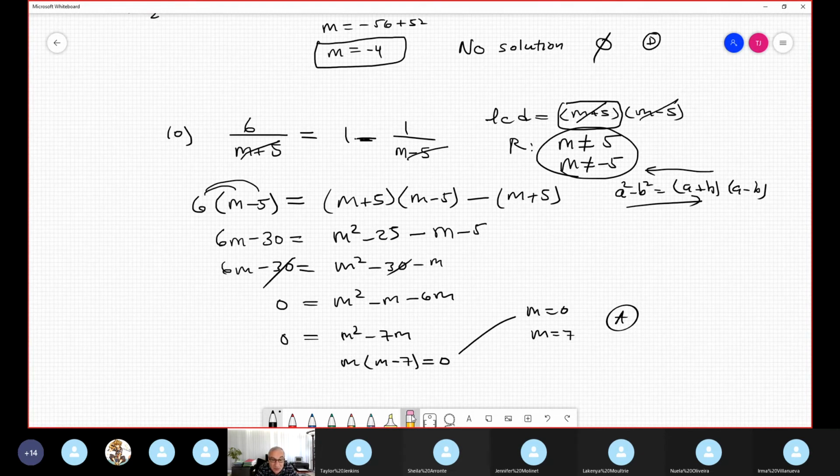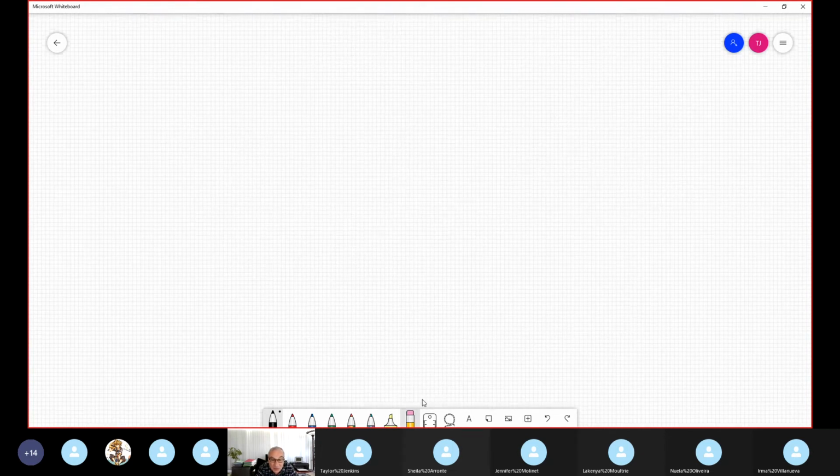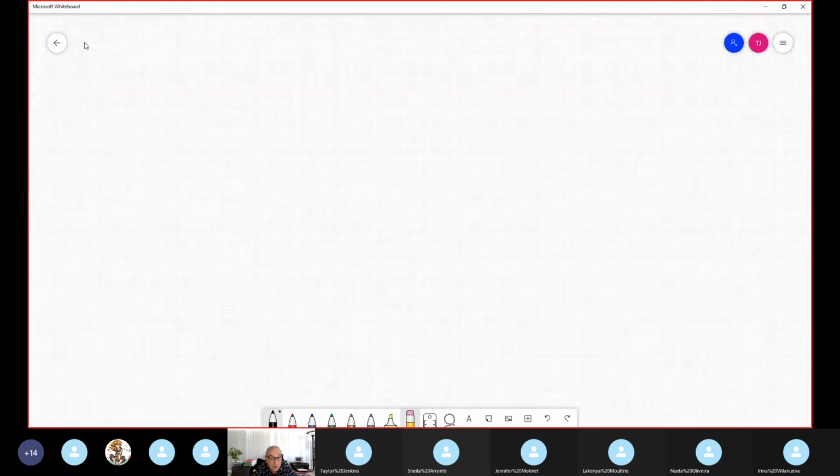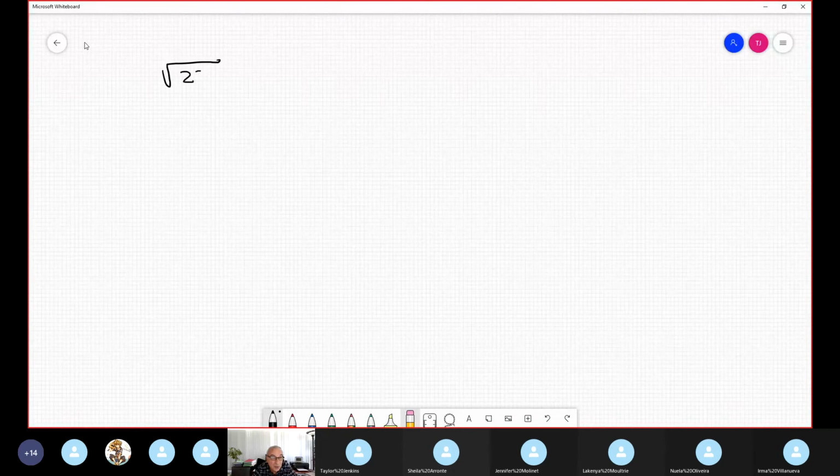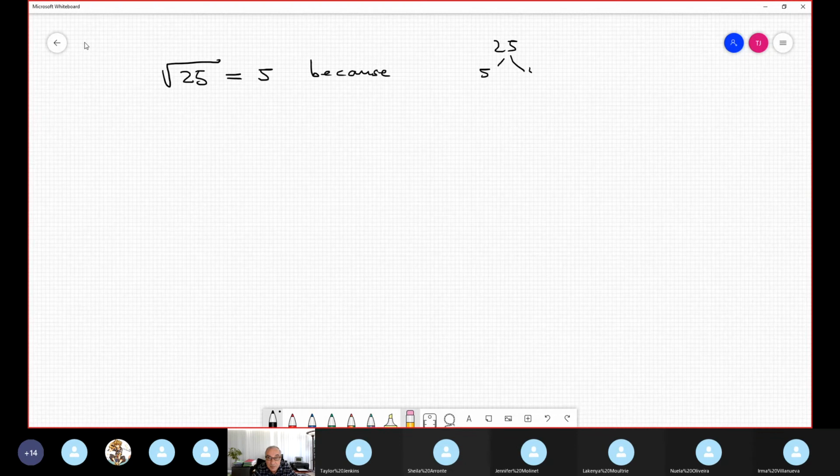A radical, for example, you have radical 25. The square root of 25 is 5, because 25 is 5 and 5. Okay? The idea of the square root is to try to find one number that multiplied by itself gives me the number inside the radical. Simple. This is a square root.